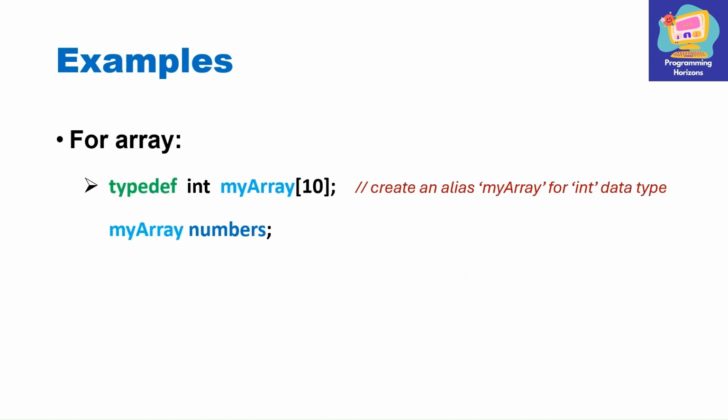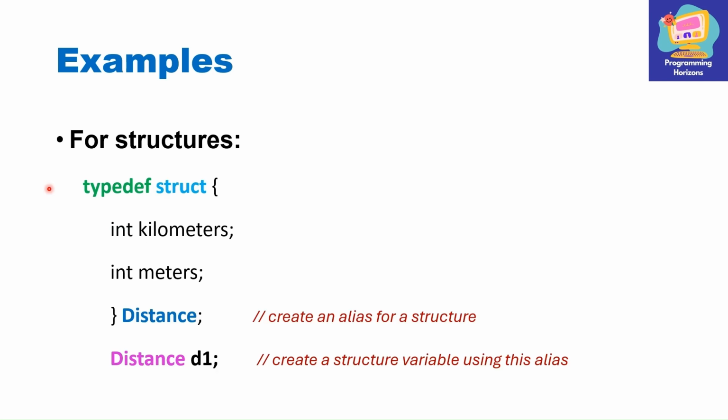Not just for primitive data types, but we can also use typedef for creating an alias for complex data structures such as arrays and structures in C and C++ programming languages. So here in this example you can see I have written typedef int myArray[10]. Here myArray is an alias for an array of integer type having size 10. That is why in the second line, while declaring my array, numbers is the name of the array, I have written myArray.